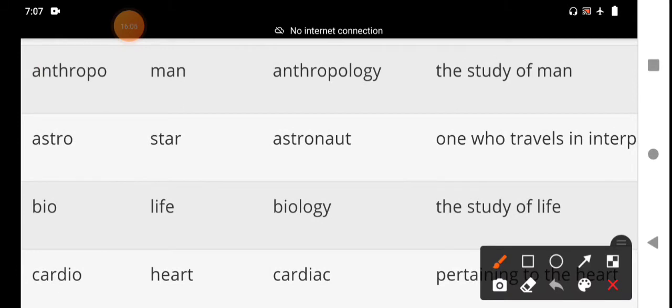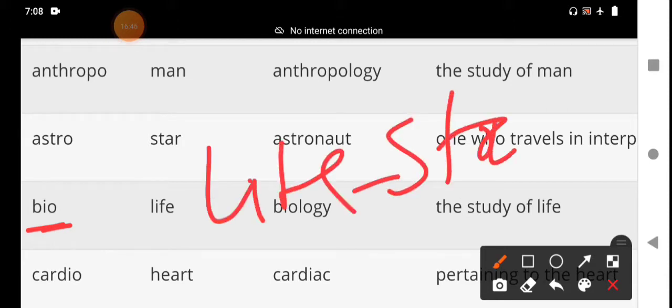And then the next one is bio. The root word is bio. What is the meaning of bio? Bio means life. Biology: bio means life, logos means study. Biology means the study of life.